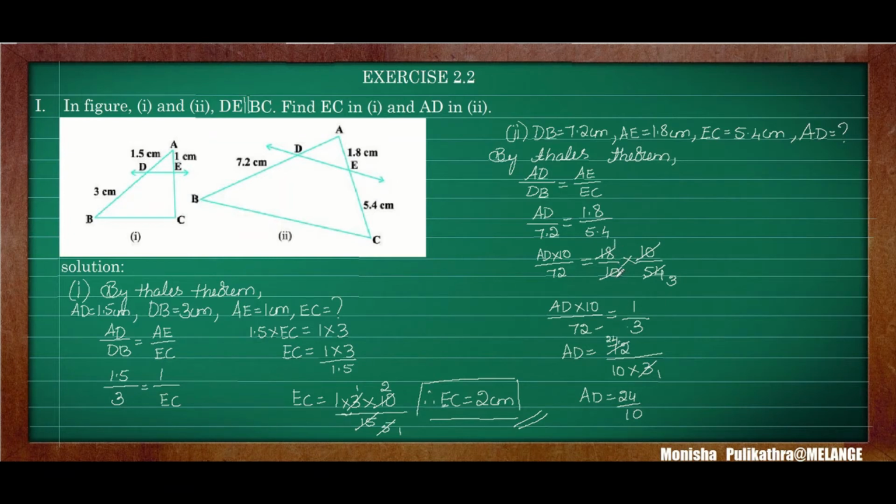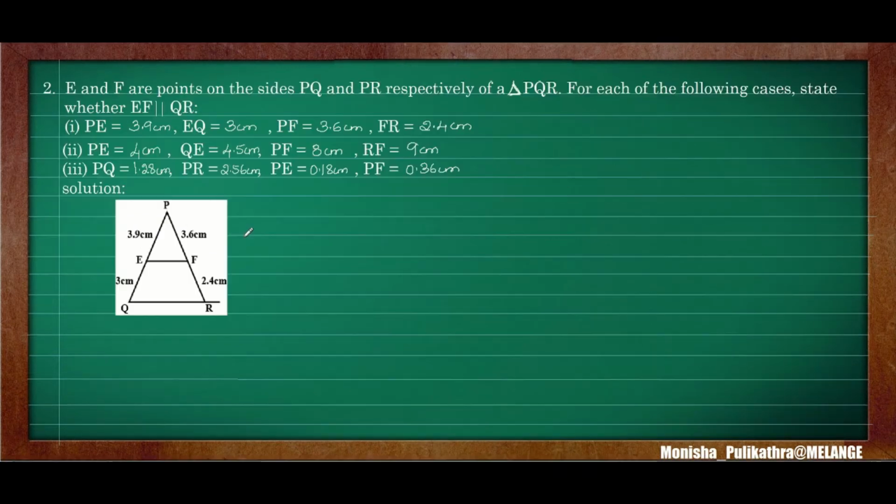Substitute a 10 here: 18 divided by 10 is also equal to 1.8, right? So what is 2.4 divided by 10? 24 divided by 10 is 2.4. Therefore the value of AD is 2.4 centimeters. I hope you understood this.